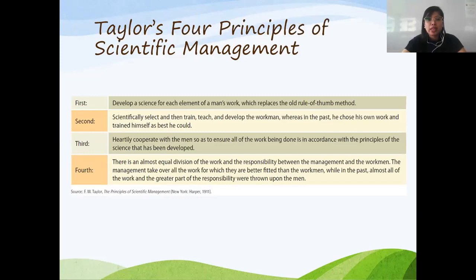The third one is to heartily cooperate with the men so as to ensure all the work being done is in accordance with the principles of the science that has been developed. So in this one, there is a developed system. There is a principle of science that has been developed.